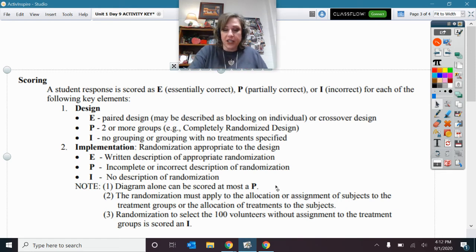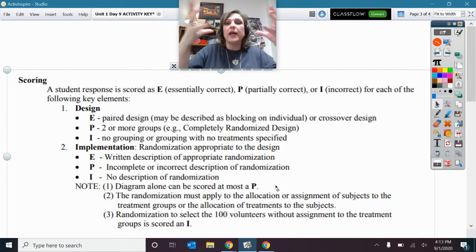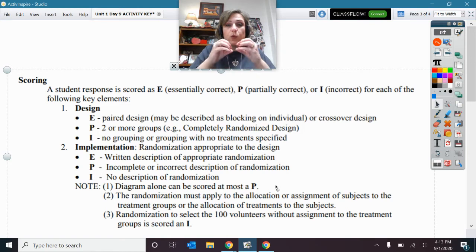Let me just make sure I'm looking at the notes here. Diagram, we don't do diagrams really anymore. I teach you with a paragraph with our mnemonic device. The randomization must be called random assignment of the subjects to the treatment groups. If you say all you say is that you just randomly select the 100, that's a no-go. No, we're not randomly selecting from the population. We're randomly assigning those to the treatments. So look, saying random selection would have gotten you 0 credit, incomplete.